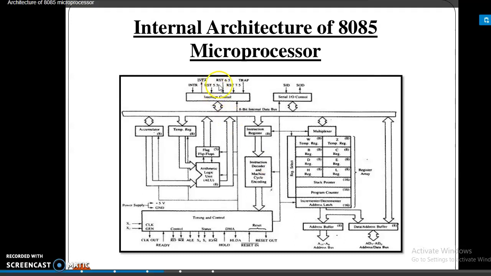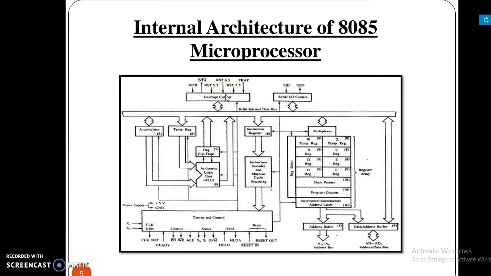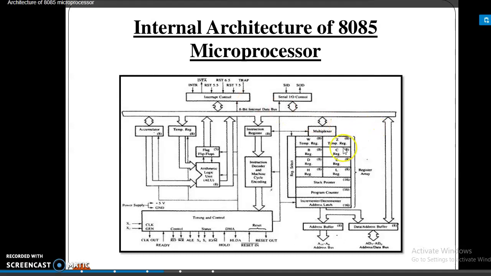And then the interrupts, there are 5 interrupts. You can see these in detail in my next video. Interrupts are the signals generated by the external devices to the microprocessor. Interrupts are the signals generated by other devices to the microprocessor.